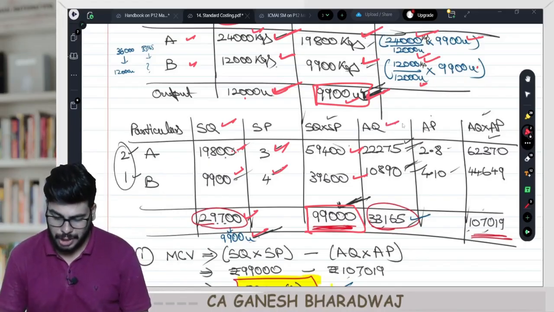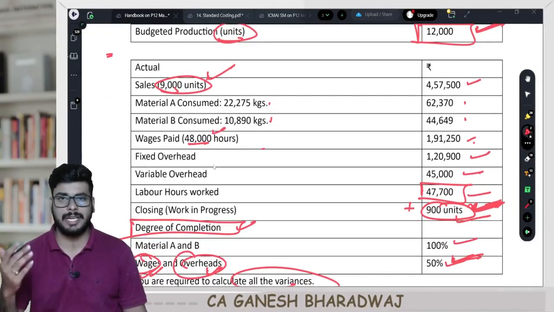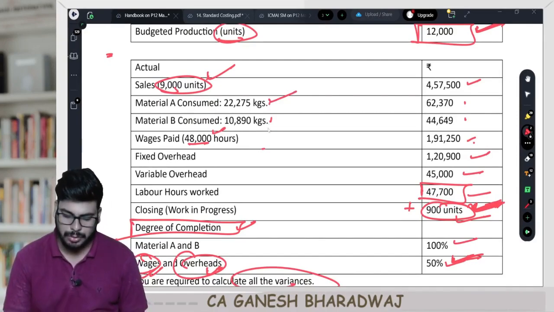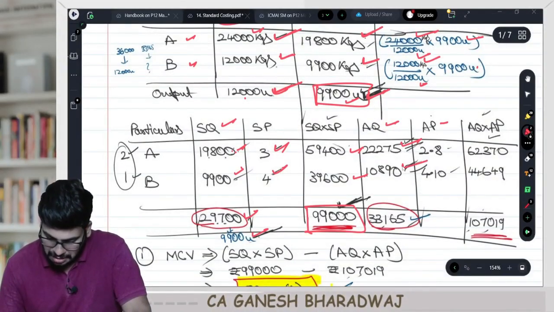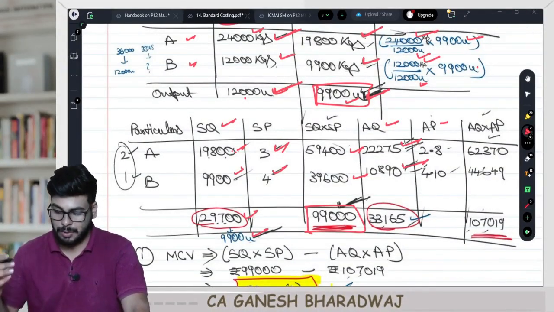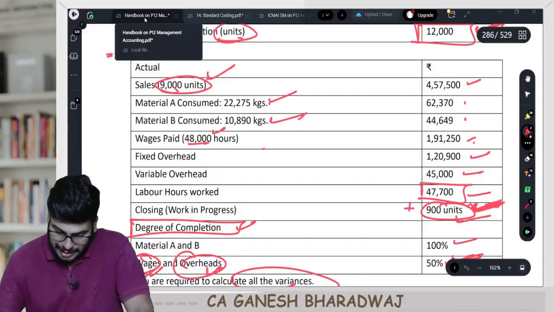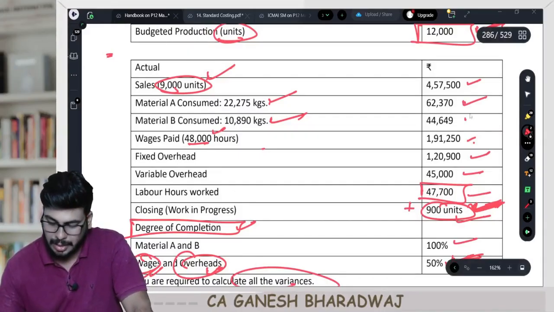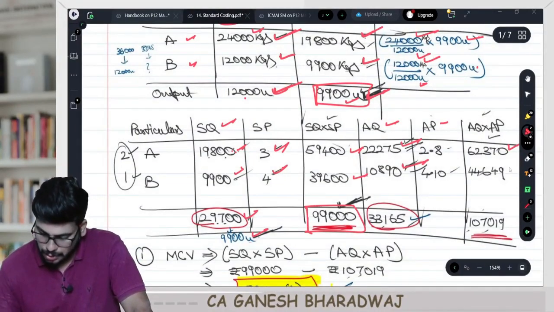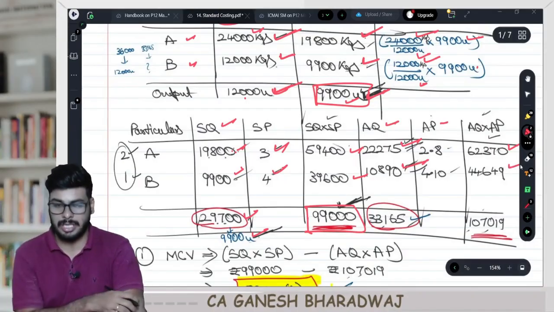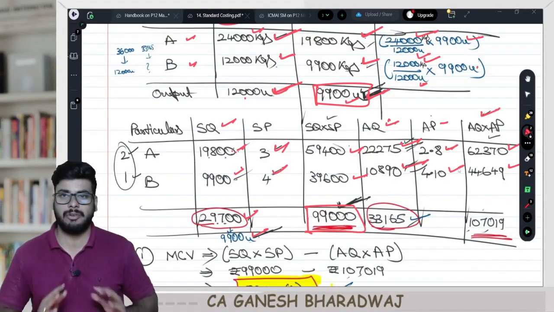But what has happened? Actual quantity and actual price, we can arrive at these data from here. So now, how many actual kgs of A and B were consumed? 22,275 and 10,890. Clear with this, guys? These were the actual quantities of A and B consumed, right? And what was the actual cost of A and B? These figures are also there: 62,370 and 44,649. You can just put these figures here. Now divide the total value by the actual quantity and you will get the actual price also. Are you clear with this?